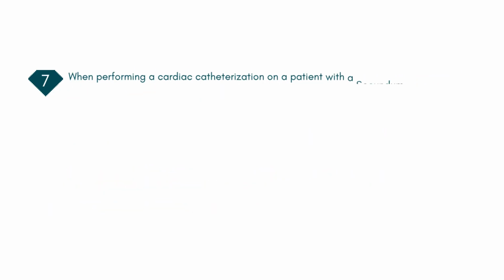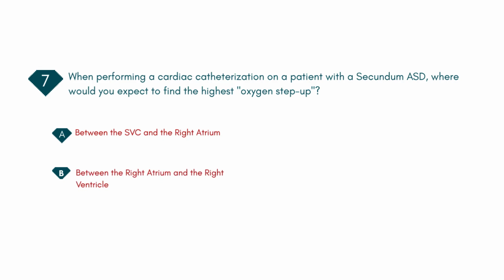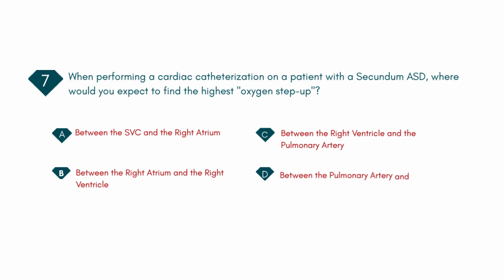When performing a cardiac catheterization on a patient with a secundum ASD, where would you expect to find the highest oxygen step-up? A. Between the SVC and the right atrium. B. Between the right atrium and the right ventricle. C. Between the right ventricle and the pulmonary artery. D. Between the pulmonary artery and the aorta. Answer: A. Between the SVC/IVC and the right atrium.